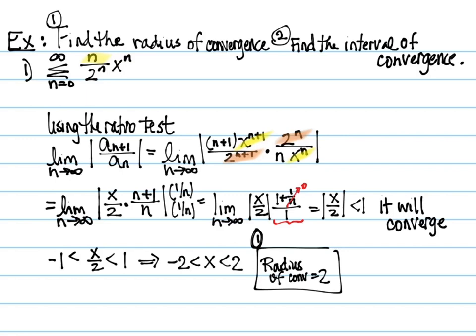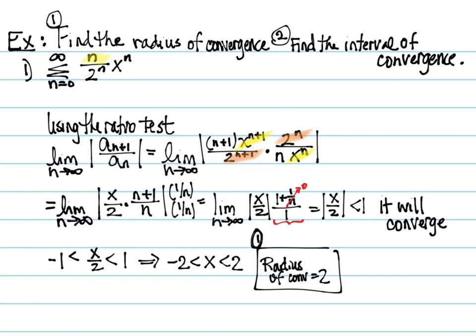We know it goes from negative 2 to 2, and we know that outside of that, if you're bigger than 2 or smaller than negative 2, it's going to diverge. That's what the ratio test tells us. But it is inconclusive when it equals that 1, which would be our 2 when we multiplied by 2.